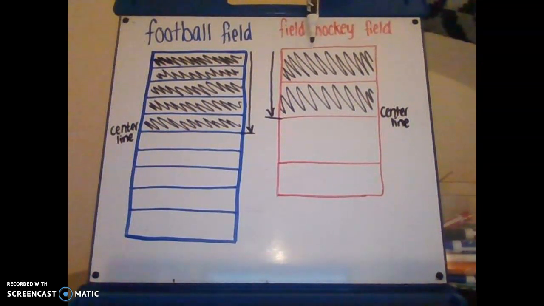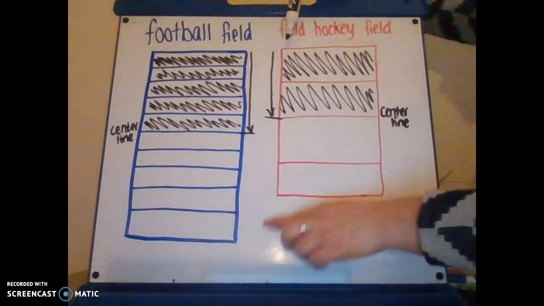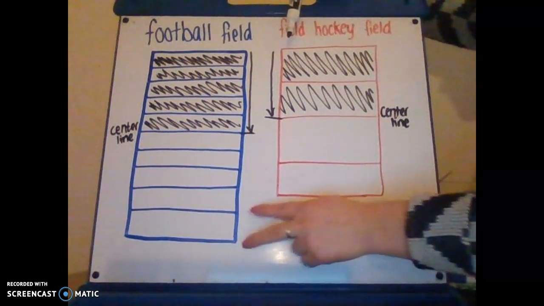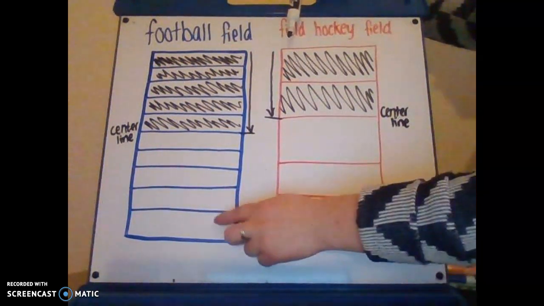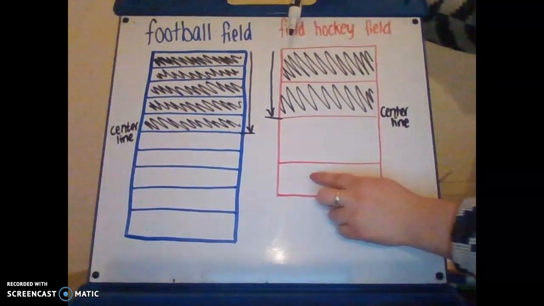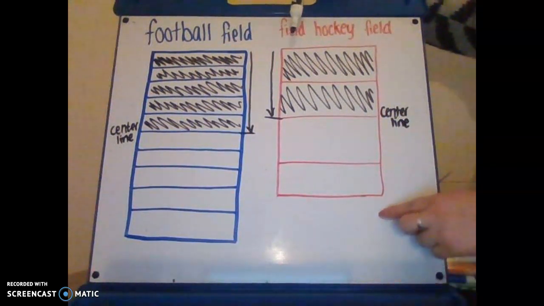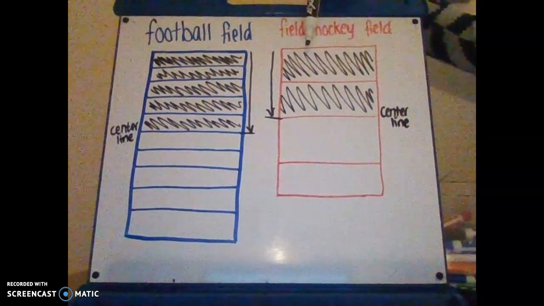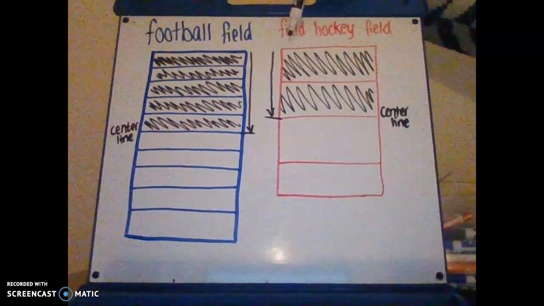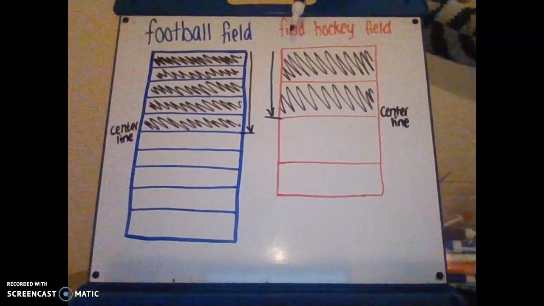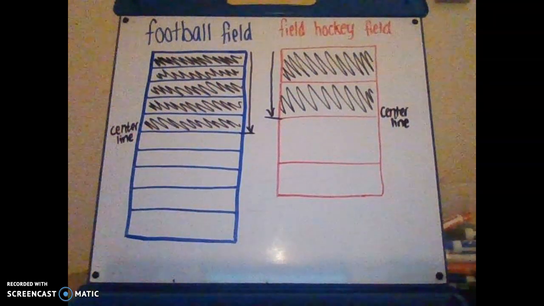we're looking at fractions that have different wholes. When we're comparing fractions, we have to make sure they have the same whole. Because this field is shorter, there's this space here, the football field is longer than the field hockey field. The field hockey field does not have the same whole amount. So keep that in mind for your lesson. You can only compare fractions if you have the same whole.